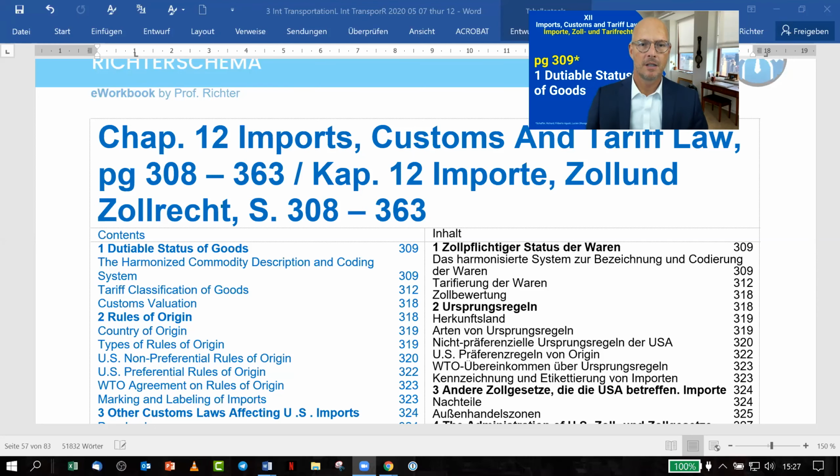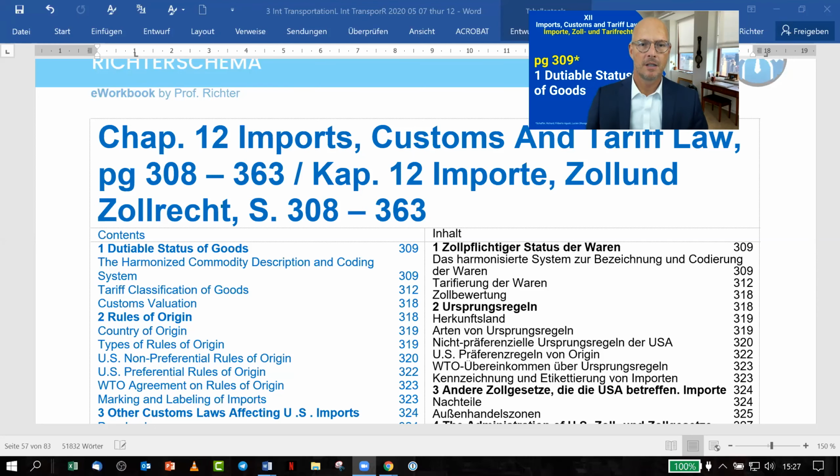So the first chapter is about the dutiable status of goods. We're talking about the harmonized commodity description and coding system of the United States, and I will also show you some documents of the EU system. We will talk about the tariff classification of goods and the customs valuation.